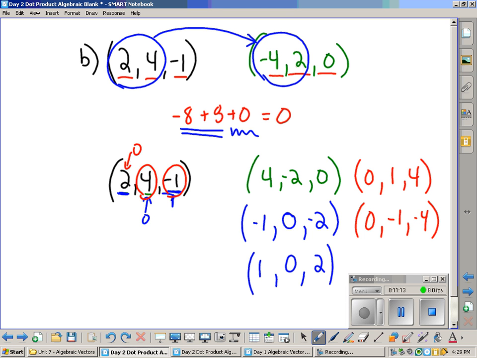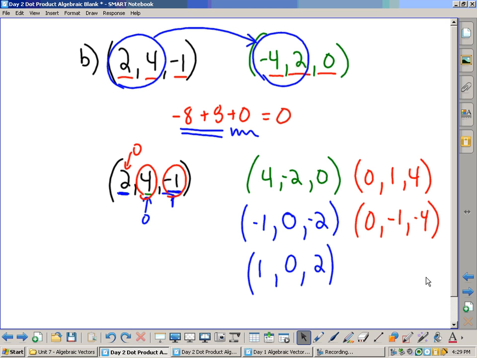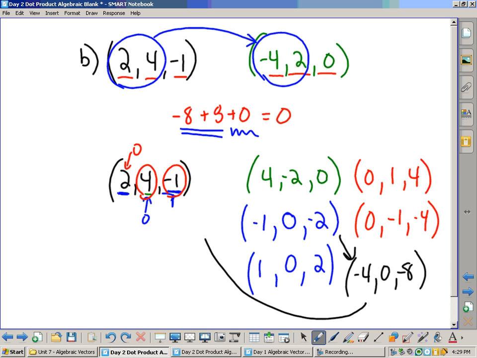Each of these would be perpendicular. And then scalar multiples of any of these would also be perpendicular. So I could take this one, for example, multiply it by 4. So negative 4, 0, 8. Or negative 8, excuse me. That also would be perpendicular to that.